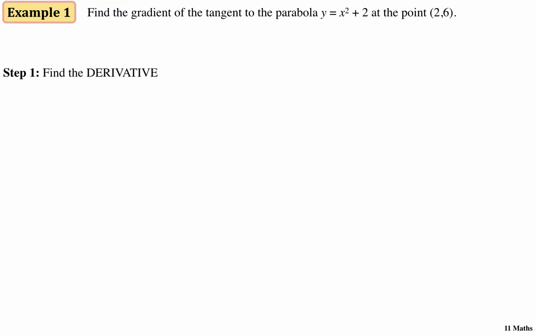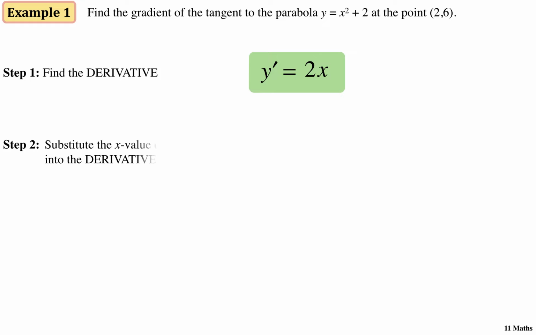Well, the first step is to find the derivative, because the derivative will help us find the gradient of our tangent. So we've got y equals x squared plus 2, that's our question. We need to find the derivative. Remember, we look at each term individually. For the x squared, the power is 2, so move the 2 out the front, it becomes 2x to the power of 1, which is just 2x. The plus 2 on the end is a constant, and when you differentiate a constant, you get 0.